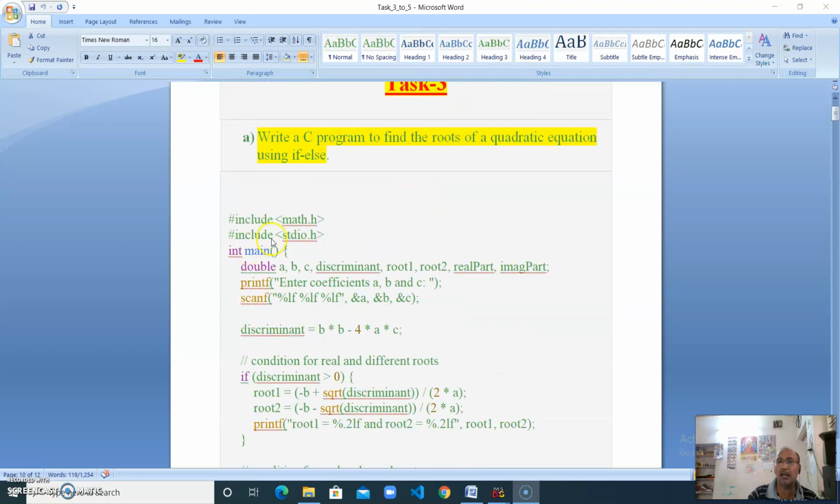Now, in this program, I use math.h. Why do I use math.h? Because I use the square root function sqrt, which is an inbuilt function. So I include hash include math.h. Understood?